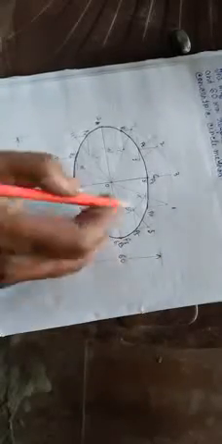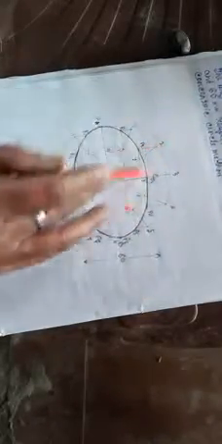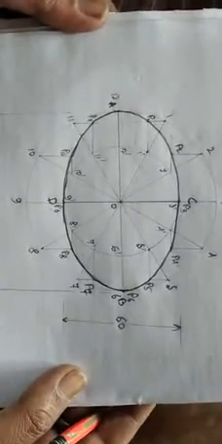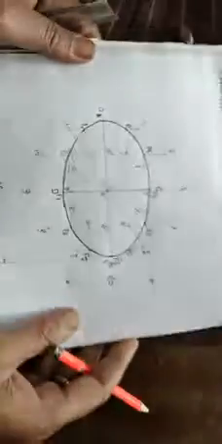So this is the drawing of an ellipse with the help of its major axis given here, and we draw it by the concentric circle method or two circle method. You can see here, two circle method, concentric circle method or two circle method.